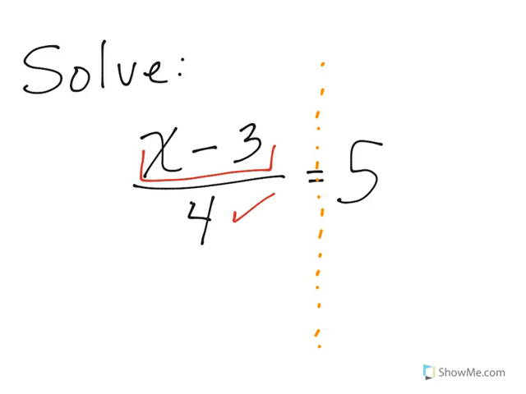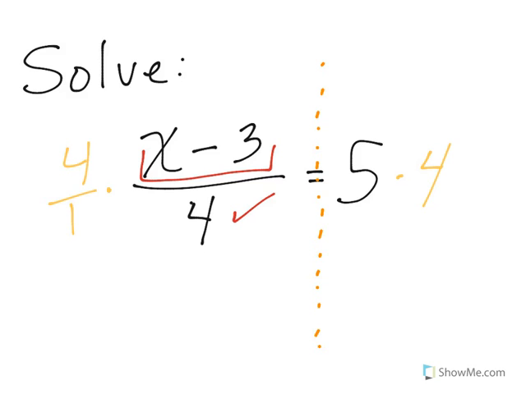So the first thing I need to do is get rid of this 4. Now, if you think about this, we're dividing by this 4. So x minus 3 divided by 4. Well, we always want to do the opposite. So the opposite of dividing by 4 is multiplying by 4. And multiplying by 4 is the same as multiplying by 4 over 1. So I'm going to multiply both sides by 4.